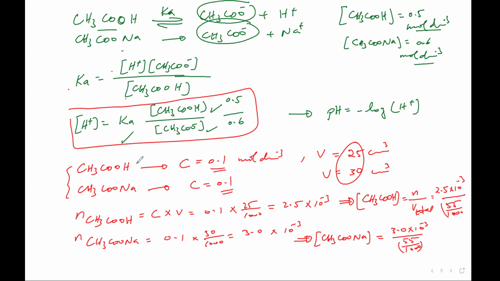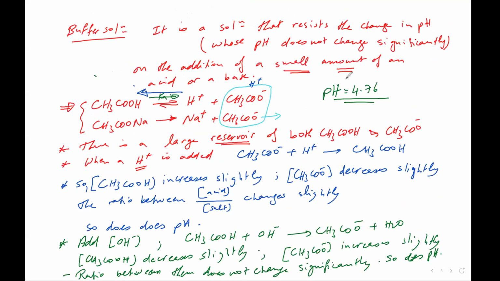Okay. Now, if we have such a buffer, and the buffer that we used had this pH value, and they added a small amount of acid, for example, what happens if they add 0.01 moles of acid? And if I have, yes, another question.